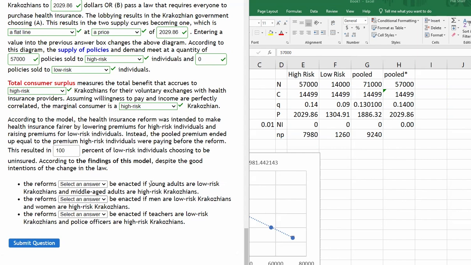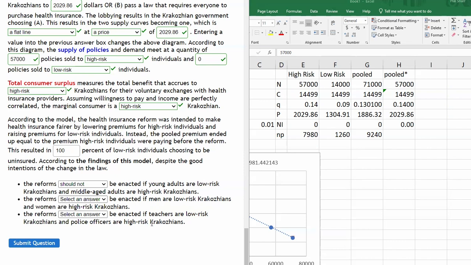If that happens, young adults will choose not to insure, and the premium that middle-aged adults thought they were going to get, they're not going to get because their premium will be the same before and after the reform. All it did, according to the model, is uninsure young adults. So I would say the model is saying should not.